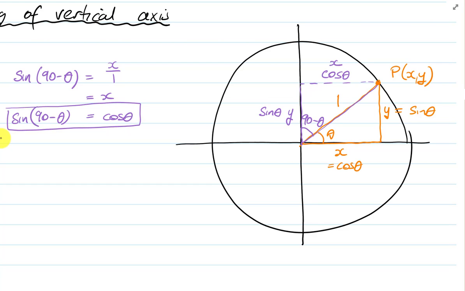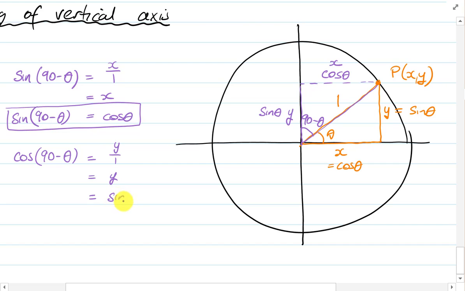And it might mean that if you've got a situation where something's given to you off the vertical axis, you can convert it across to the opposite, sine or cos, get it into the horizontal axis, and then go about your business as usual with the horizontal axis readings. And equivalently, cos of 90 minus theta is equal to y over 1, which is equal to y, which is equal to sine theta, and so we get cos of 90 minus theta is equal to sine theta.